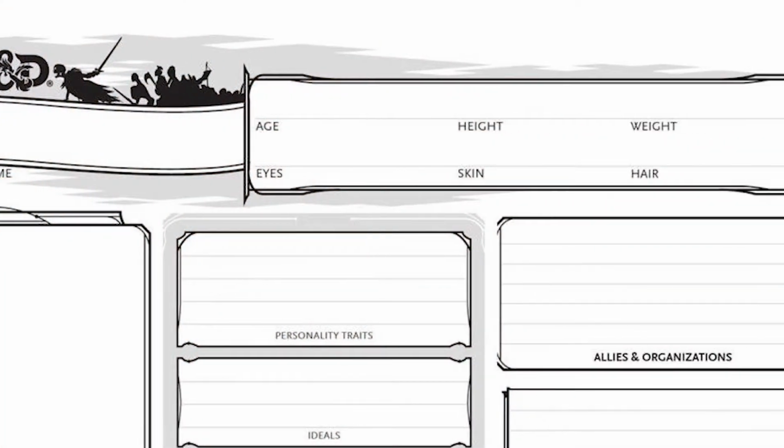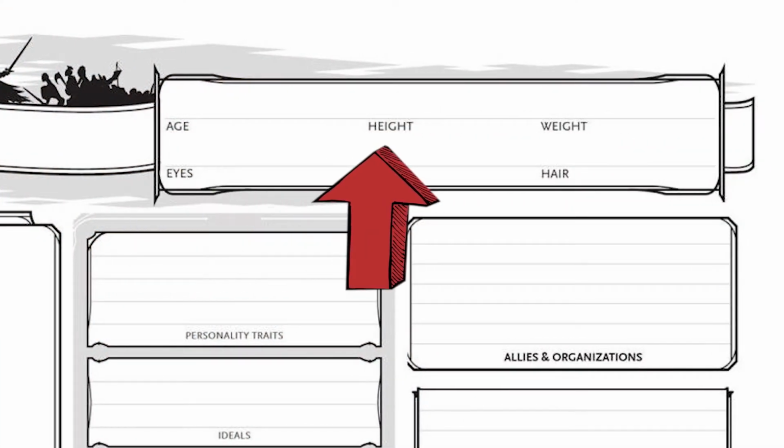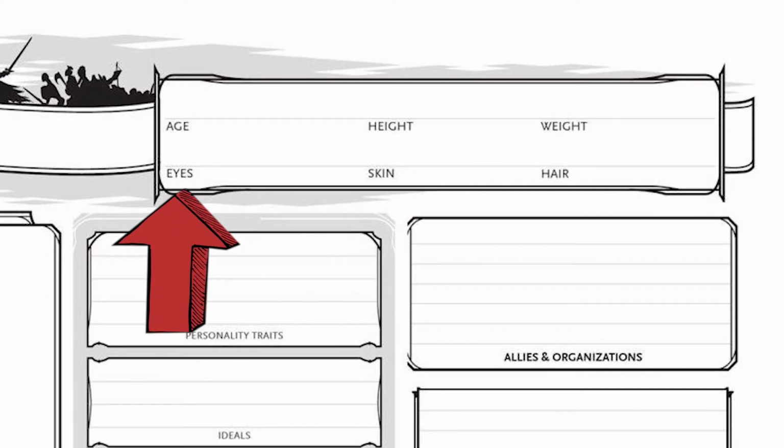To the right of that we have age, height, weight, eyes, skin, hair. Those are just the visual appearance of your D&D character. Age, pretty straightforward. However, you should take into account the average age of your race. If you don't have a copy of the Player's Handbook, I would highly suggest it. It goes over the different races, their average ages, eye colors, skin colors, heights, weights, all that stuff.